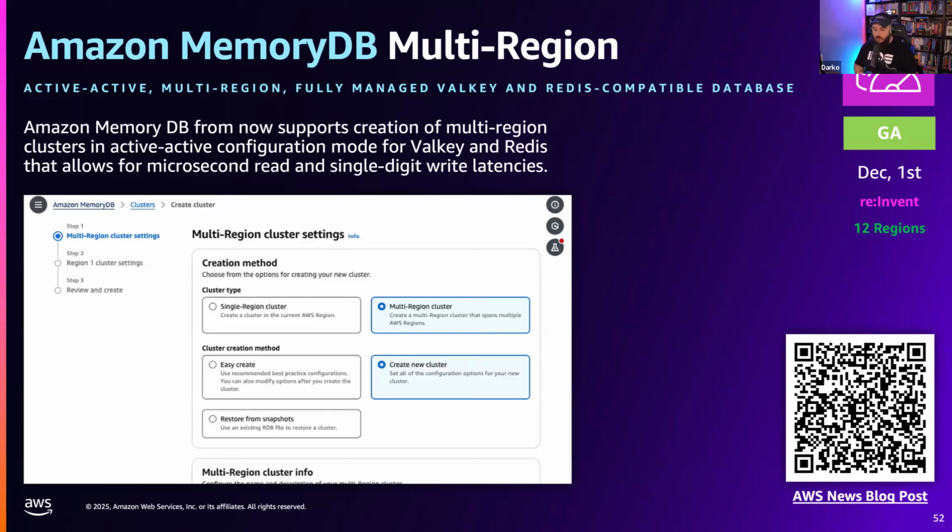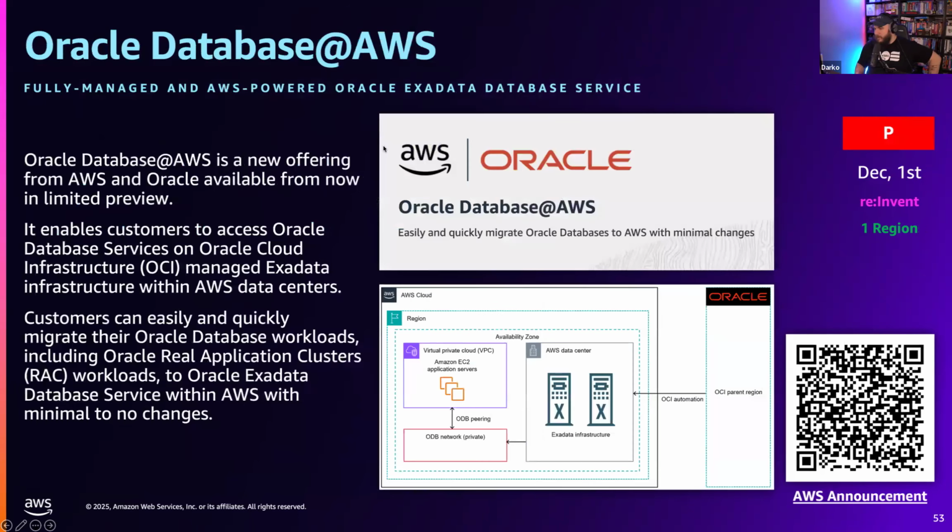So basically, it gives you the ability to create this. What's fascinating about this, if you need something that's incredibly fast, like microsecond read latency or single digit millisecond write, just great, and you can do it across regions, which is always good when you need a multi-region reliability strategy.